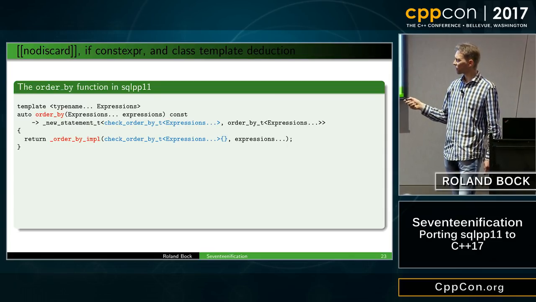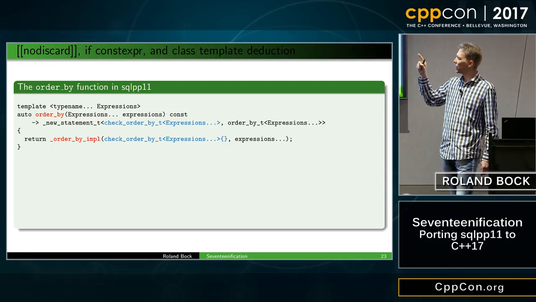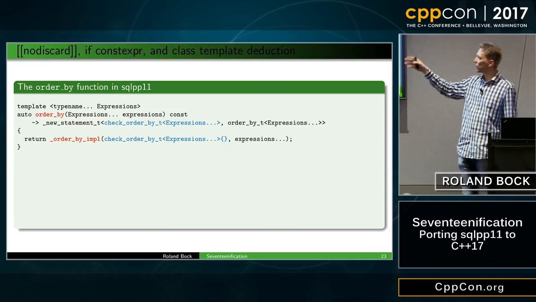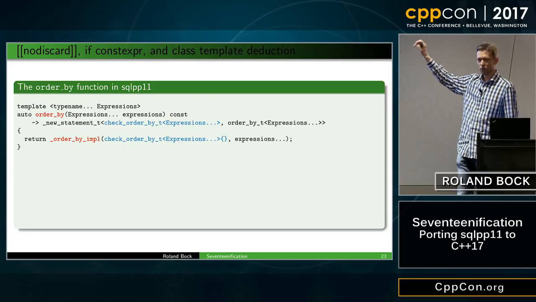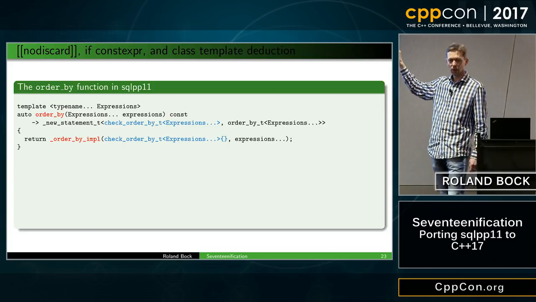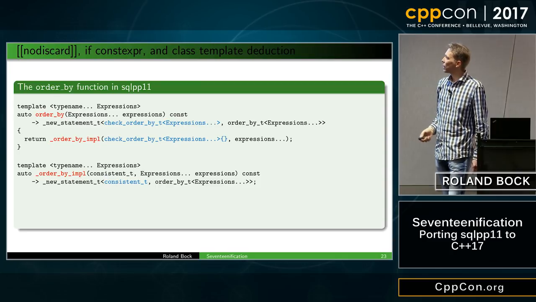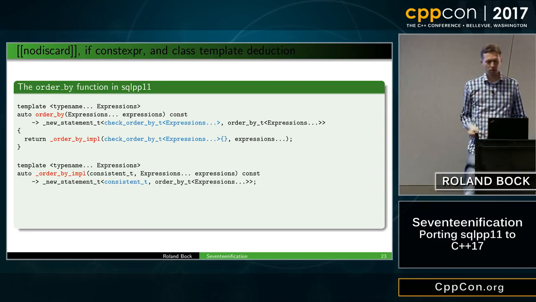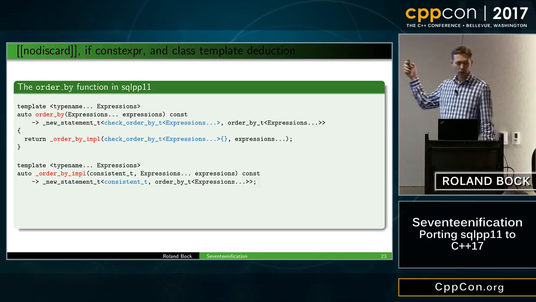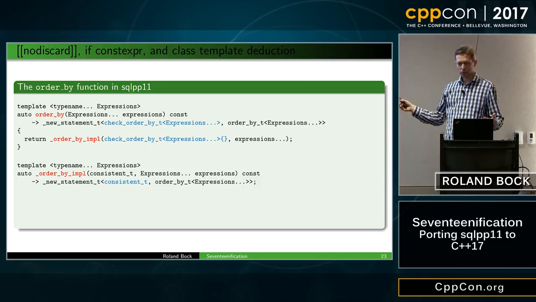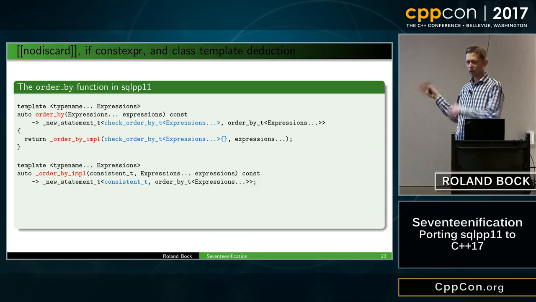So the order by impl will then be called with tag dispatch. Depending on what check order by, what kind of type that is, there is a good case. In that case, check order by will be of consistent type. That will just create a new statement with the new order by, and everything is fine.